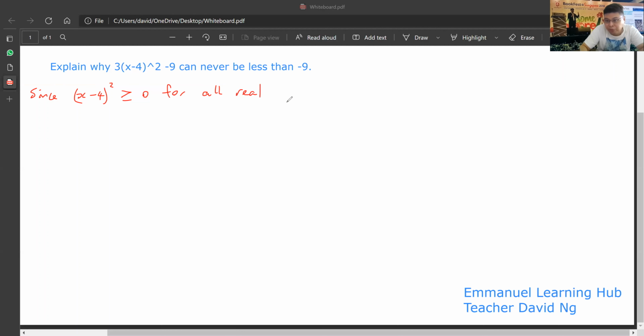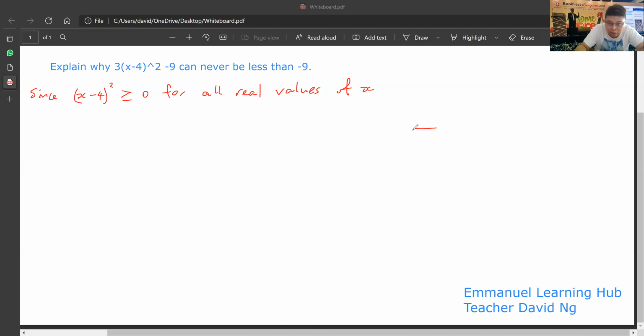you must write the word real. Okay, you must write this magic word: for all real values of x. Because there are certain values of x where this doesn't apply. And the kind of value of x is not in your syllabus yet. Right now, in year 3, you only deal with real values of x. You are not dealing with complex values of x.